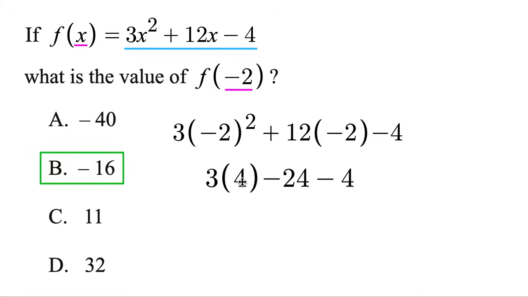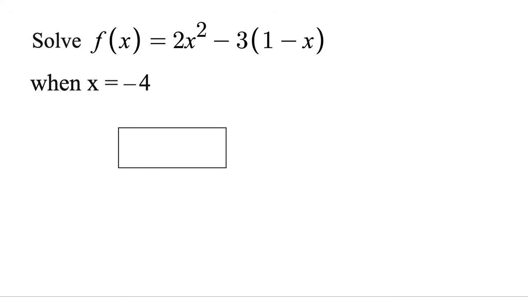Keep going, 3 times 4, 12 in the front, drop everything else down. And then 12 minus 24, -12. And finally, -12 minus 4, that's another way to get -16 here. So if we have to, we could do it by hand, but obviously the calculator is a great way for that. Okay, another style that you could see.